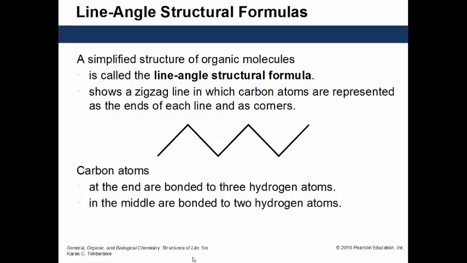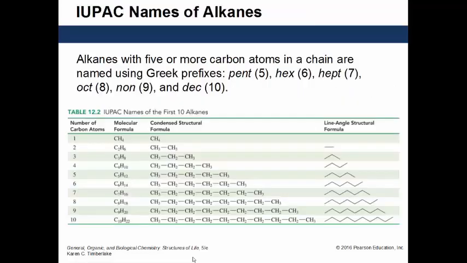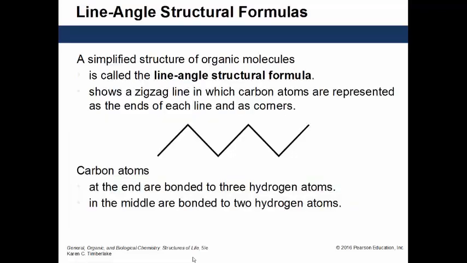The carbon atoms that are at the end of these structural formulas are bonded to 3 hydrogen atoms, and the ones that are in the middle will be bonded to 2 hydrogen atoms. So going back to this image, propane, there's going to be 3 carbons, so 1, 2, 3. Butane, 1, 2, 3, 4. So every segment of the line represents a carbon being bonded to something.